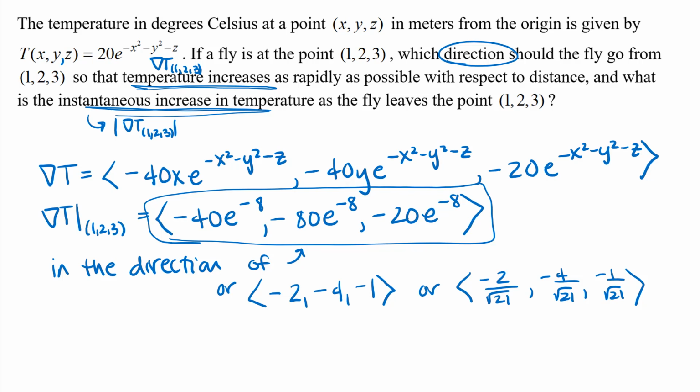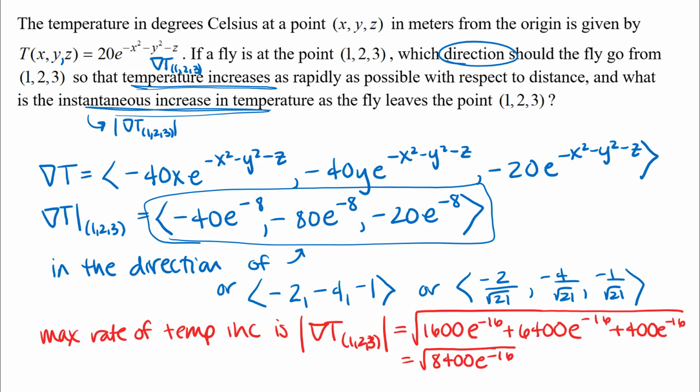Then for the second part, about what is the instantaneous rate of change of temperature as we leave that point, that would be the magnitude of our gradient vector. I shouldn't use one of these other ones because I need the magnitude of the full gradient vector. When I find the magnitude of that gradient vector, I get the square root of 8,400 times e to the -16, or if I want to simplify that, I can write that as 20 e to the -8 times square root of 21.